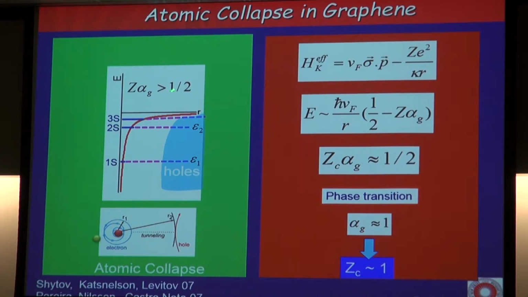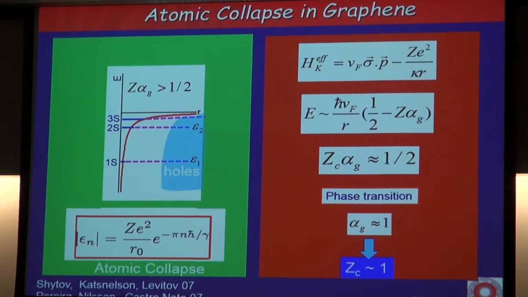So you get a sequence of quasi-bound states. This is the equivalent of the 1s in the Bohr atom, 2s, 3s. There are several differences. One is that it's not really a bound state, it's a quasi-bound state. You can still tunnel out to the Dirac continuum here. So you have electrons and holes sitting at each energy.